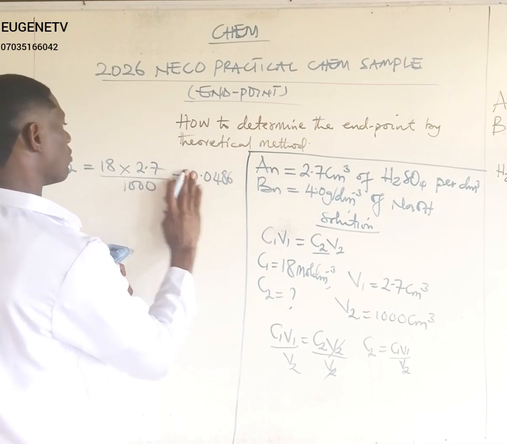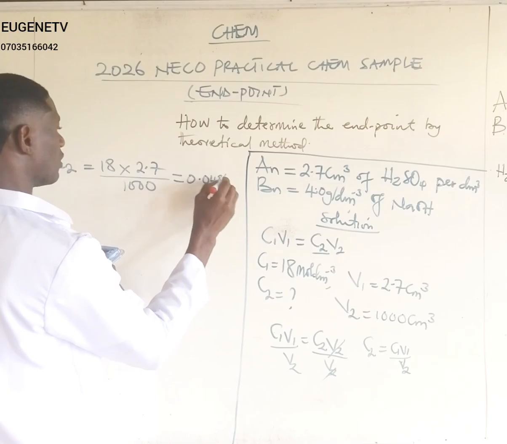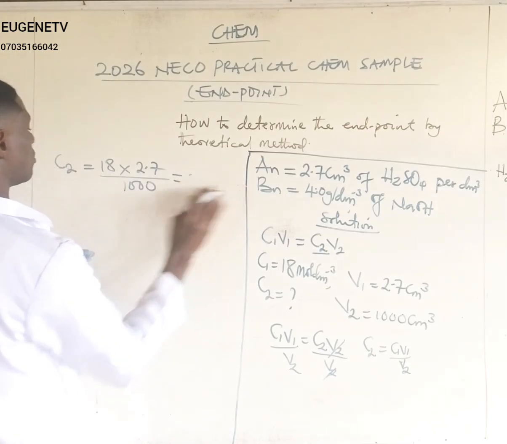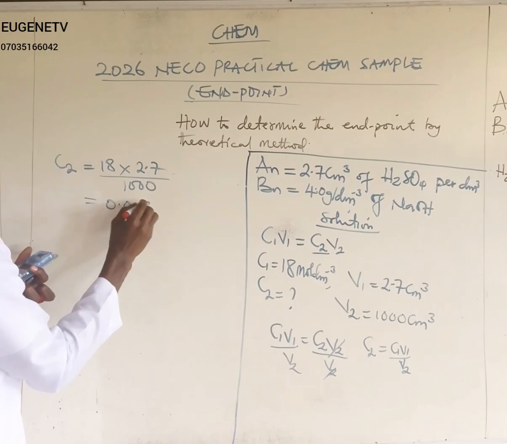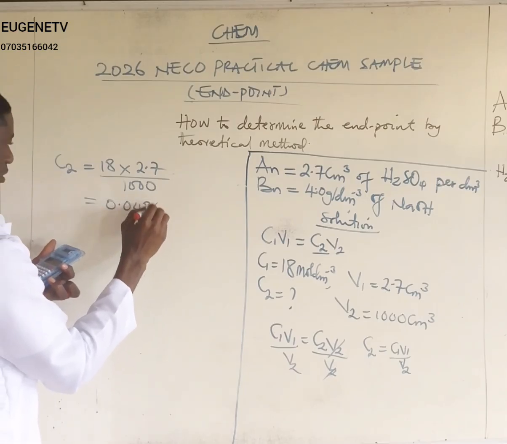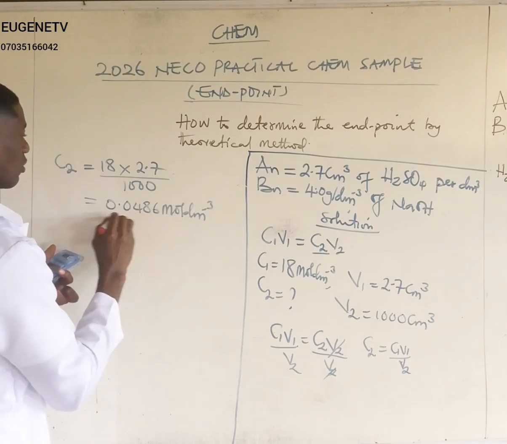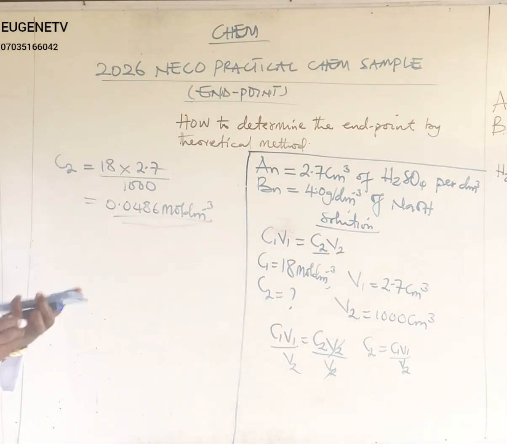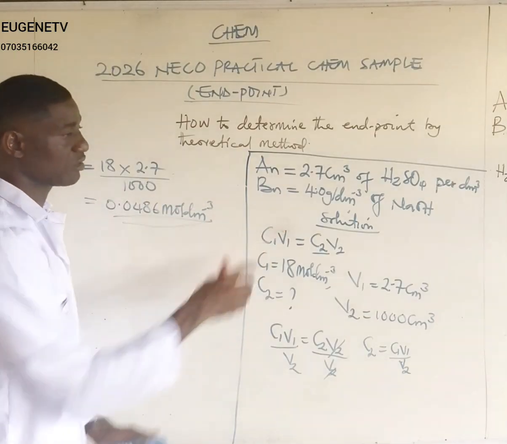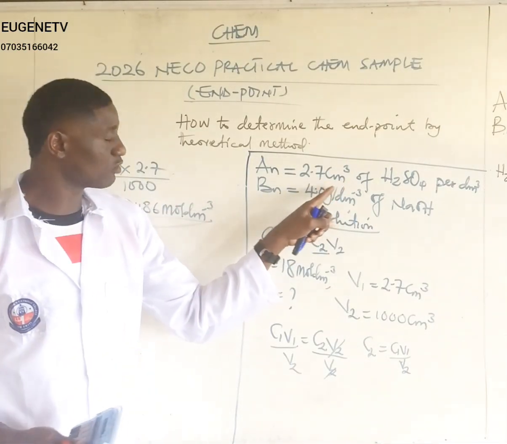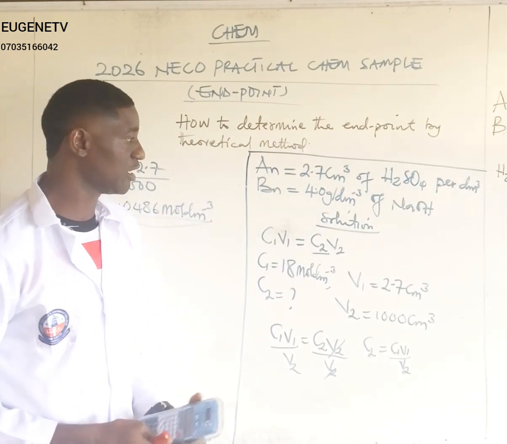0.0486 mole per dm cubed. Let me put it this way, I'm going to have 0.0486 mole per dm cubed. So this is going to be the final concentration of the acid when 2.7 cm cubed of the acid is dissolved in 1000 cm cubed.